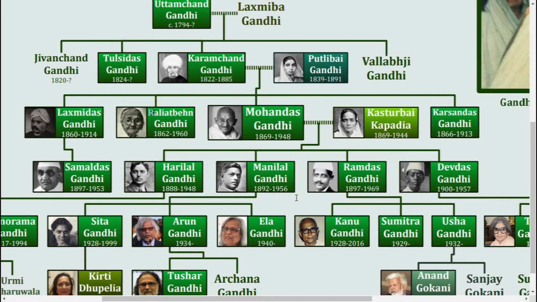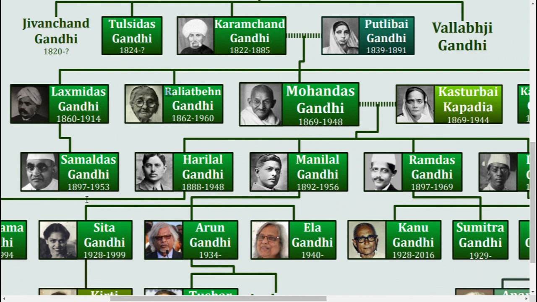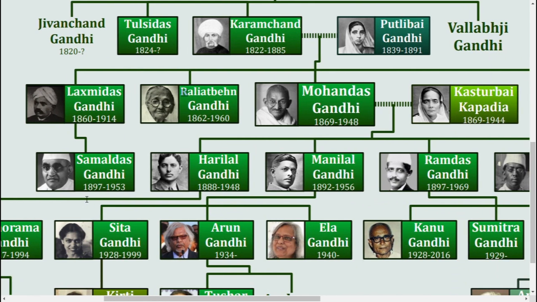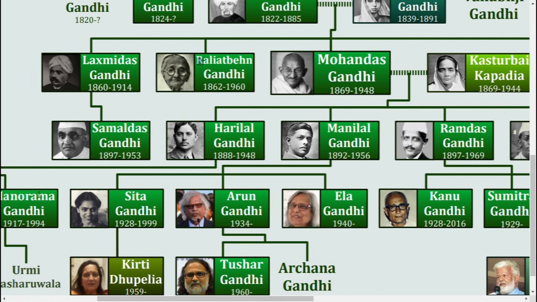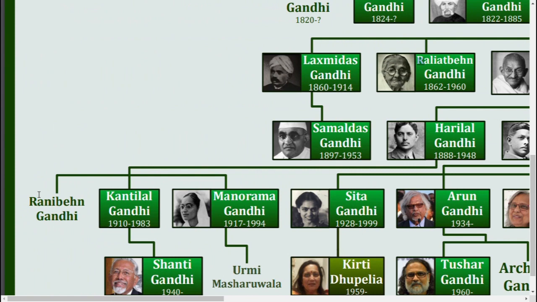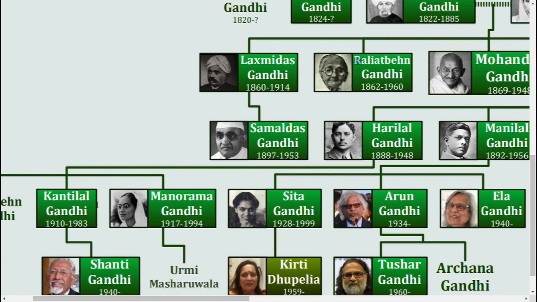Now, getting to all of his children, Harilal started as a supporter of his father, but he also wished to travel to England and become a barrister, just like his father. Gandhi didn't support this. Harilal eventually, unfortunately, renounced all of his family ties and even abandoned his own children and became an alcoholic, dying at the age of 60 in 1948. His children were Rani Ben, known as Rami, Kantilal, and Manorama, known as Manu.